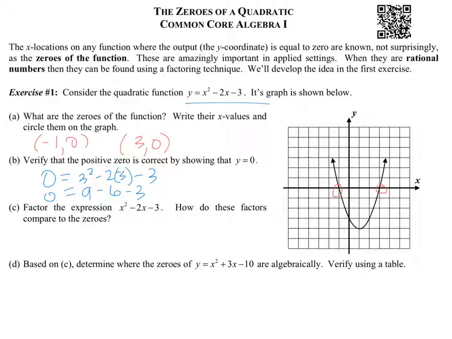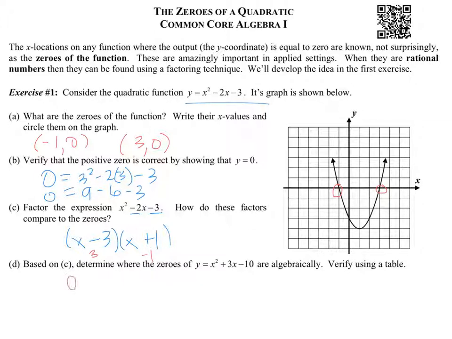We're going to factor this expression. So if I were to factor this, remember that it is what multiplies to equal -3 and adds to equal -2. Well, -3 and +1. So how do these factors compare to the zeros? So we're looking at the zeros up above. My zeros were +3 and -1. So it looks like it's the opposite of what is being added or subtracted from x inside the parentheses. So based on that, let's check this algebraically.